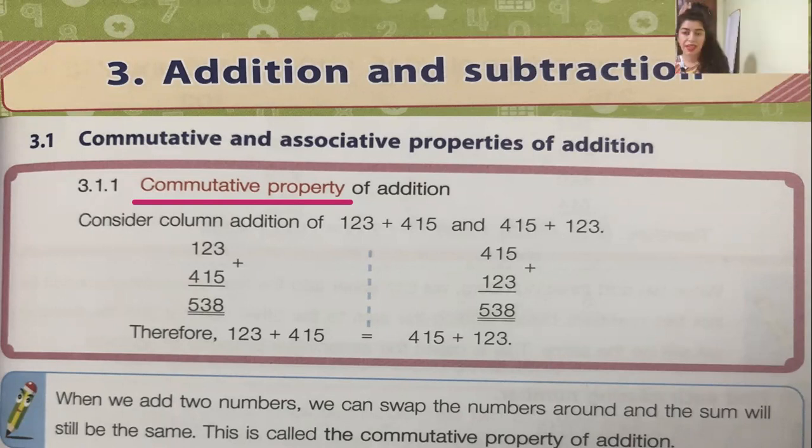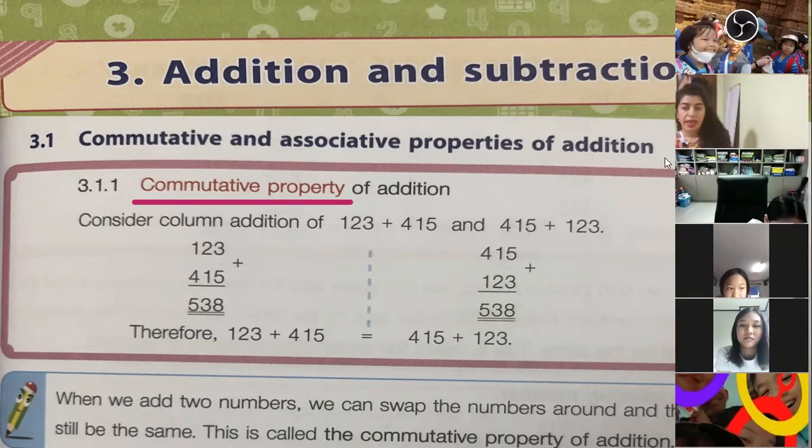Make an example for commutative property. Very good. 100. 33. Again. 33 plus 100. Very good. They are the same. You should say something the same, okay? So it is commutative property.